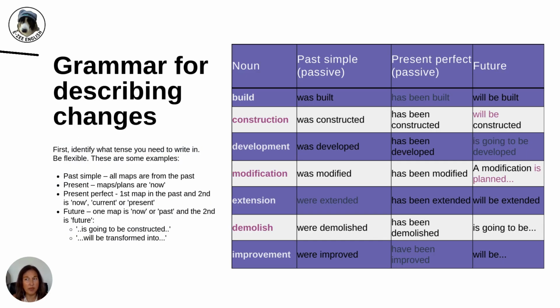Grammar in maps can be tricky because you often have to jump between tenses. If all maps are from the past, use past simple and past perfect. If one is now, you might use present perfect to show a change that has just been completed. For future plans, use is going to be or will be. You can pause the video here and study this table, which gives you some examples of what you could write. Most importantly, use the passive voice. For example, it was built instead of they built, because the action is more important than who did it.